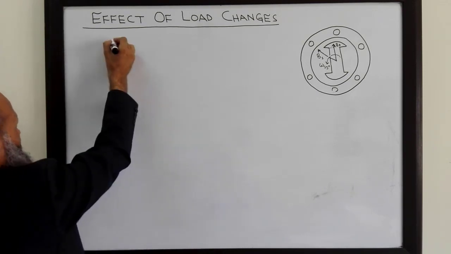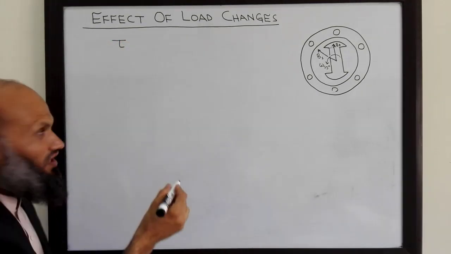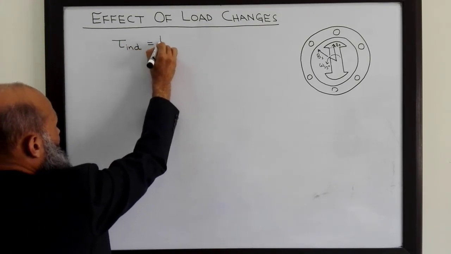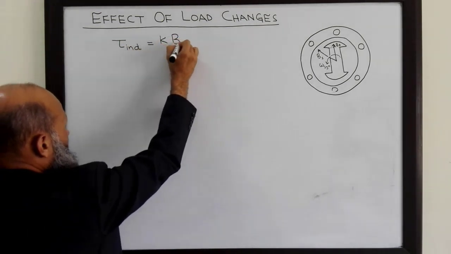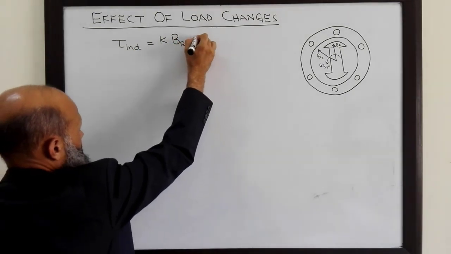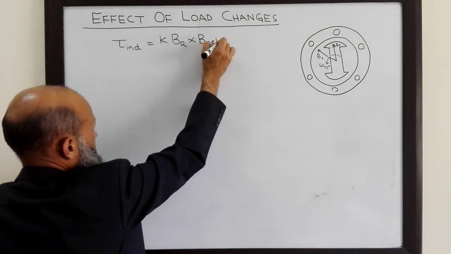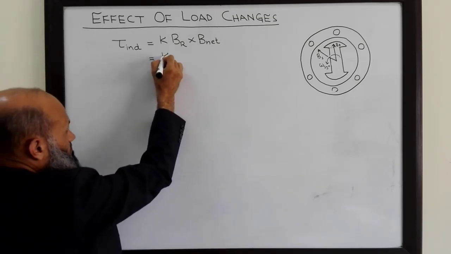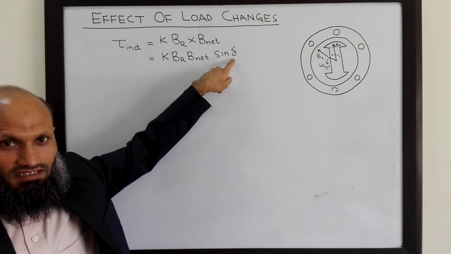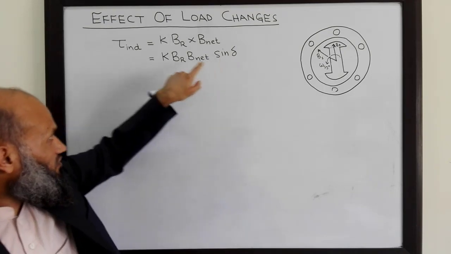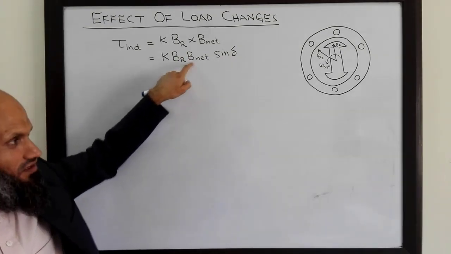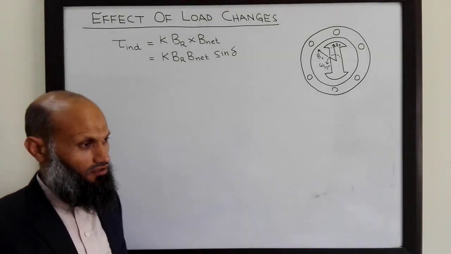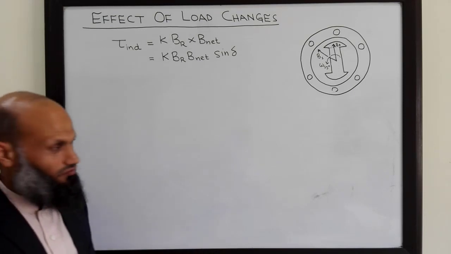The expression for induced torque for a synchronous motor, we have already derived. Induced torque is given by K Br cross B net, which can also be written in this form, where this delta is called the torque angle. It is the angle between Br and B net. It is also the angle between V phase and EA, the internal generated voltage.